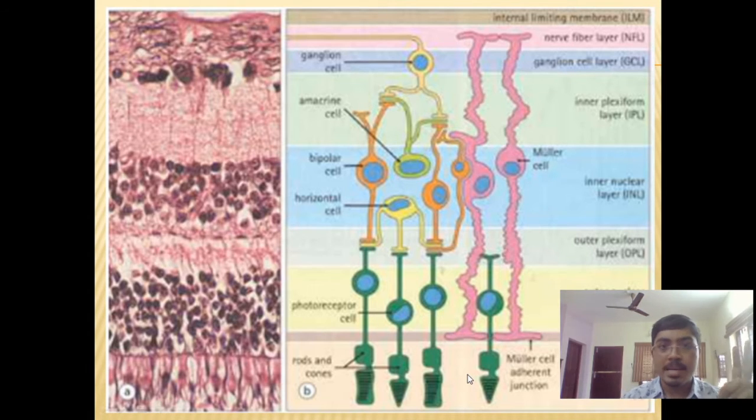Now, the two types of photoreceptor cells are rods and cones. You have been knowing this since your lower classes. So this particular photoreceptor cell looks like a rod, and that is why it is called a rod. And this one has a conical projection over here. That is why it is called the cone.